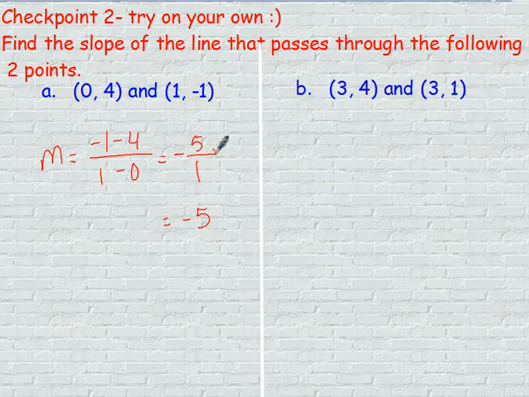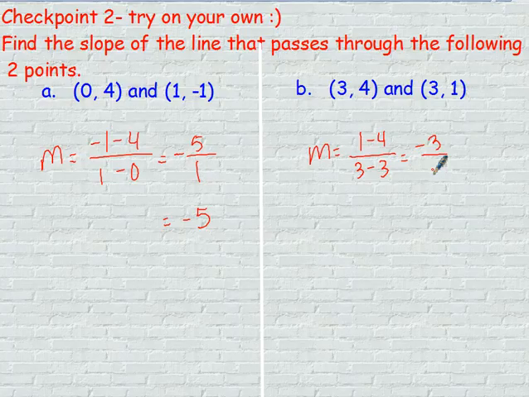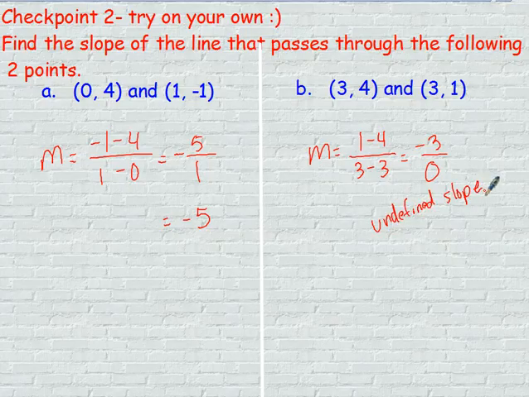All right, last one here. It would be what? 1 minus 4 over 3 minus 3. 1 minus 4 is what? Negative 3 over 0. Is that a problem? So we say this is an undefined slope, and we already talked about it. What kind of line would that be? This would be a vertical line. Where would this vertical line be?